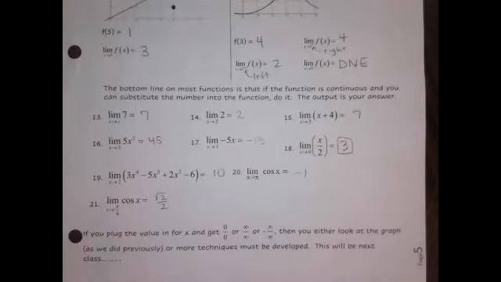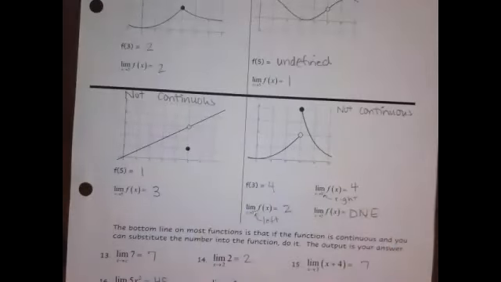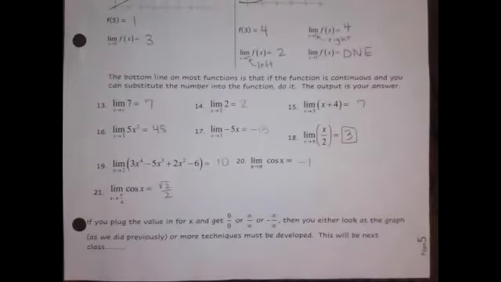Now, if you plug in the value of x and you get 0/0 or infinity over infinity or negative infinity over negative infinity, then you either look at the graph as we did previously. So you want to look at these graphs to see what's coming out for that undefined value. Or we're going to talk about some more techniques next time. So come back for our second video here and I'll show you some more techniques on finding those limits. That was your introduction.